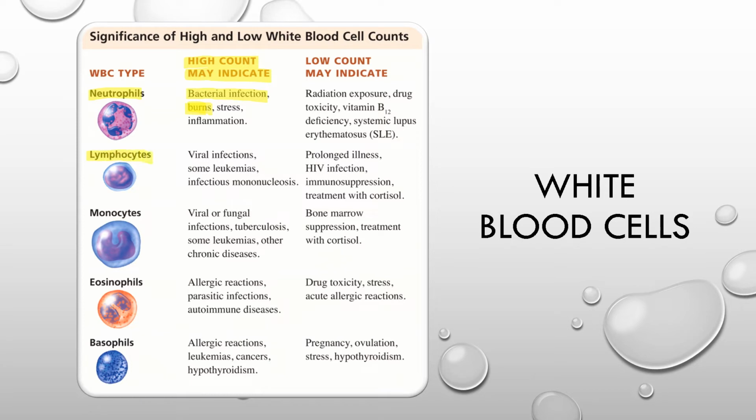Lymphocytes have to do with viral infections. Monocytes are viral or fungal infections, some leukemias, which are blood cancers, and some other chronic diseases as well. Eosinophils, their main role is allergic reactions, but they also have a little bit to do with parasitic infections as well, and some autoimmune diseases. And basophils also, the main thing is allergic reactions.